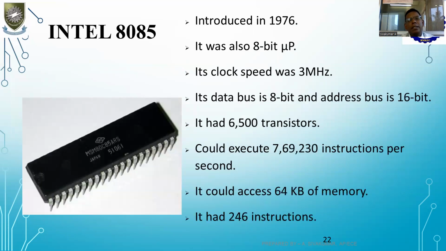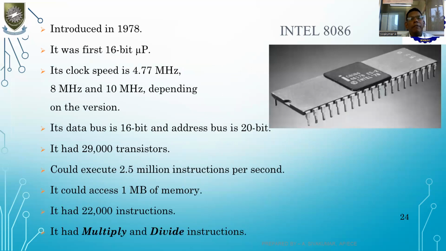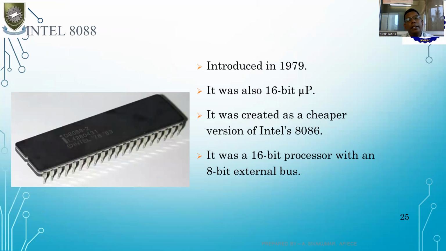The first successful Intel microprocessor is the Intel 8080. It was an 8-bit microprocessor with a clock speed of 3 megahertz. It had 246 instructions. Then the 16-bit microprocessor: the first 16-bit microprocessor was introduced in late 1978. It had 22,000 instructions. It includes multiply and divide instructions also. The Intel 8088 is a 16-bit microprocessor, but it has only an 8-bit external bus.